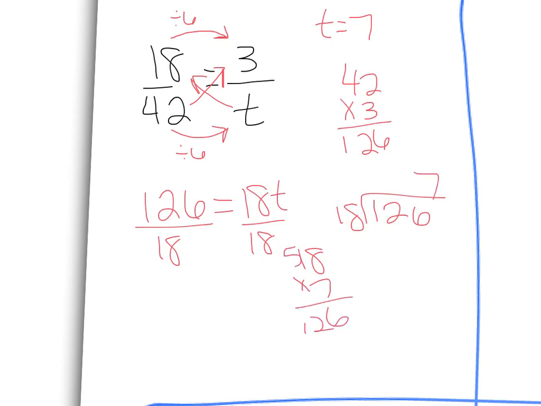So whenever we divide 126 by 18, we still get t equals 7. So same thing either way. Okay, well, let's look at one where we're not going to be able to get from one side to the next very easily. If I have 16 over p equals 10 over 45.